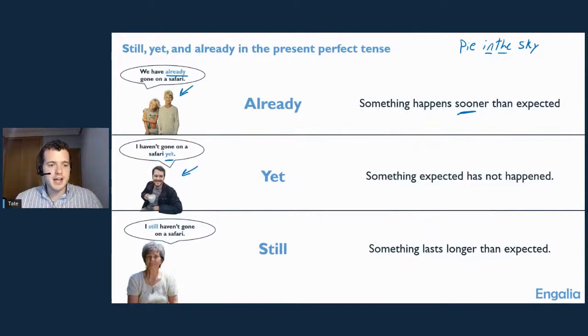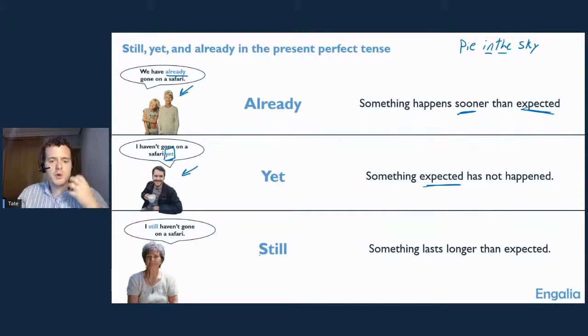If we take the word yet out of the sentence, then we don't express that he wants to go in the future. If he says, I haven't gone on a safari, that just means he hasn't gone. We don't know about the future. We don't know about expectations. But when he says, I haven't gone yet, that means that he expects to go in the future. Okay. So again, we're talking about our expectations. Expect.